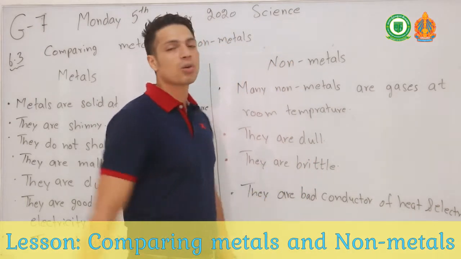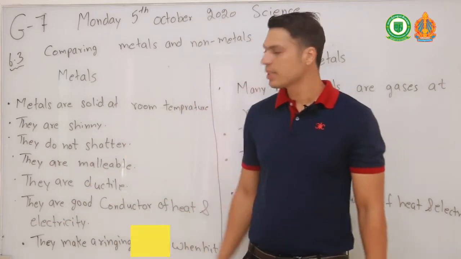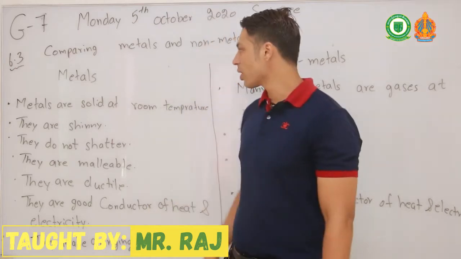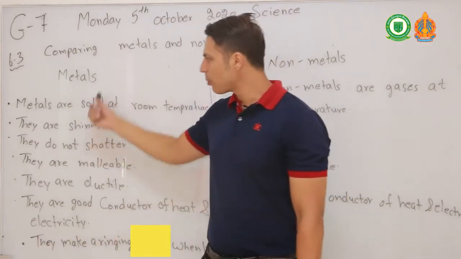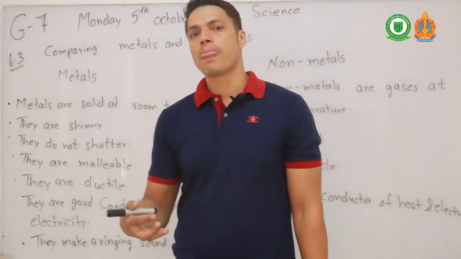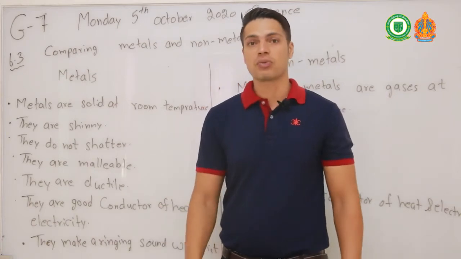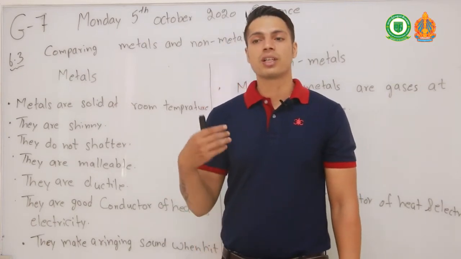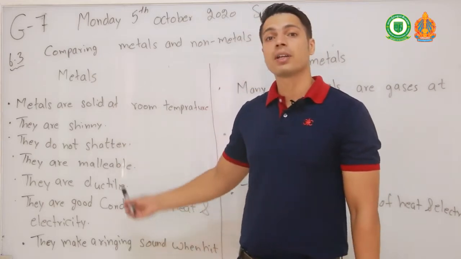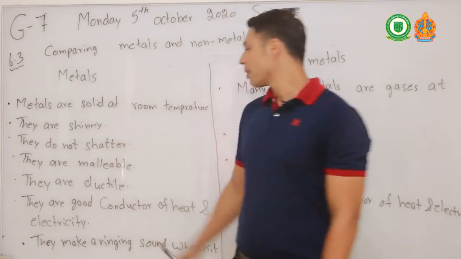And what about non-metals? Let's have a look here first, then we will discuss. Next, where non-metals are used. These are the properties of metals. If you have two materials in front of you and you want to find out which one is metal and which one is non-metal, you need to check all these properties. Metals are solid at room temperature.